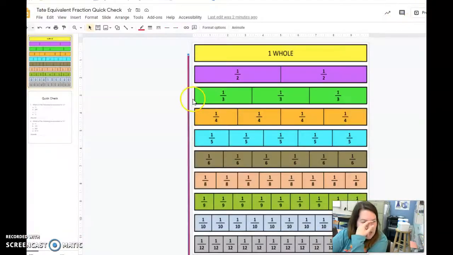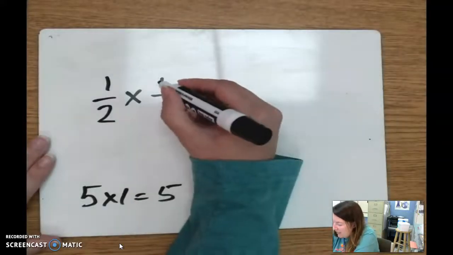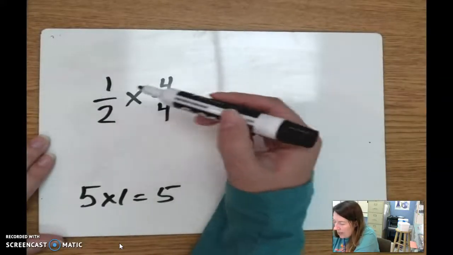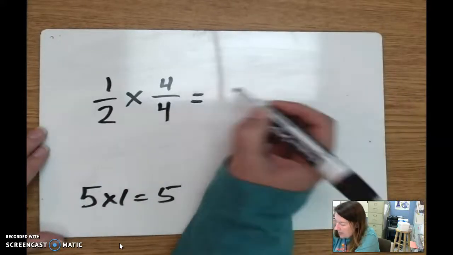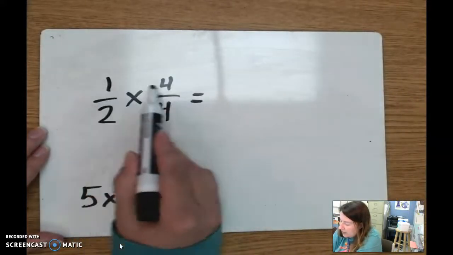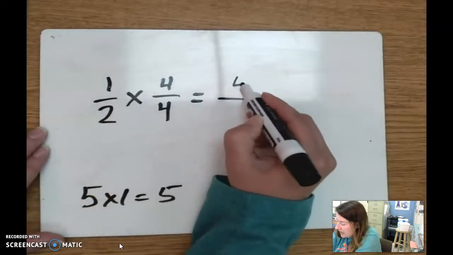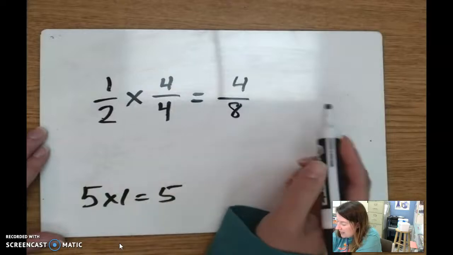So like look here. Let's say I want to multiply it by 4/4. That's a whole, right? That's 1. So if I multiply 1/2 times 4/4, that's the same as multiplying 1/2 times 1. We should get the exact same piece. So look what we're going to do. We're just going to multiply straight across. 1 times 4 is 4. 2 times 4 is 8.